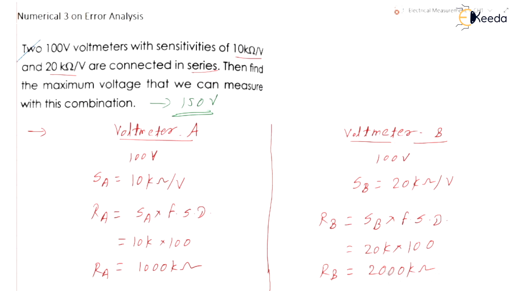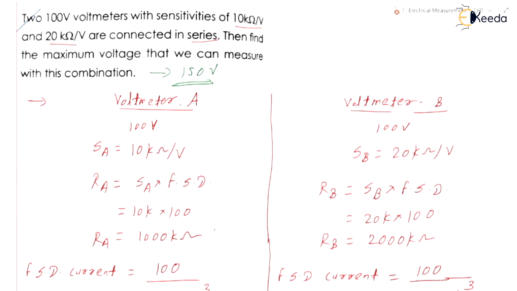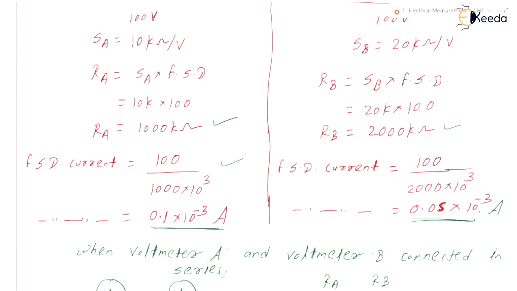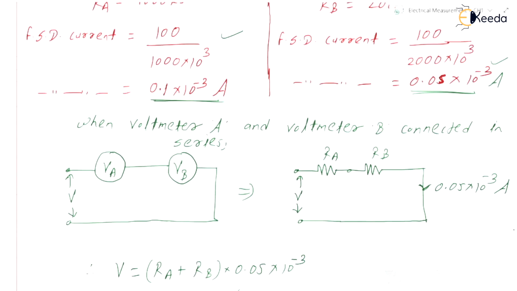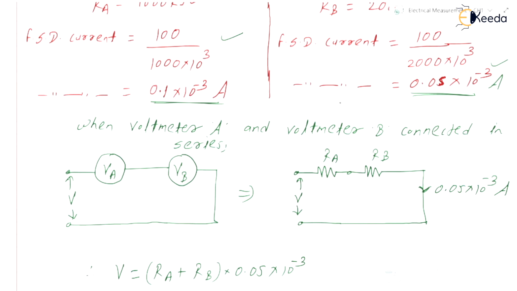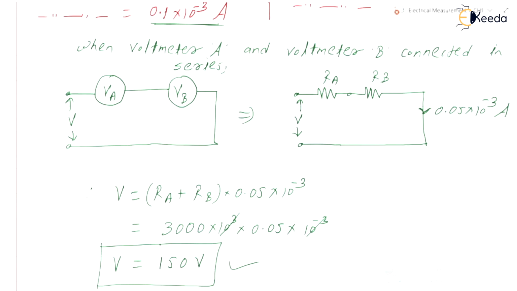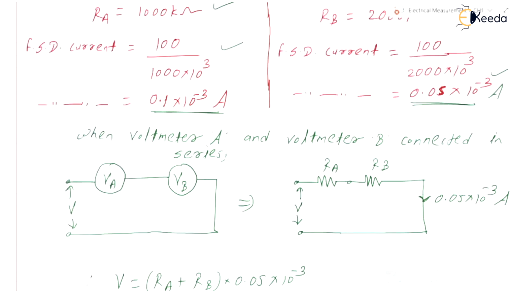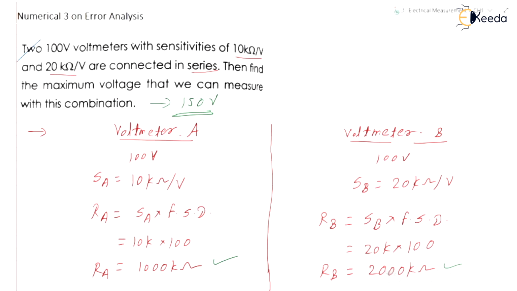Are you getting the point? Yes, first of all we have calculated the total resistance and full scale deflection currents of the two meters. After that, when these two are connected in series, the maximum allowable current is nothing but the minimum of full scale deflection currents of meter A and meter B. And likewise we can find the allowable voltage. It is 150 volt, right? So this is about numerical number 3.